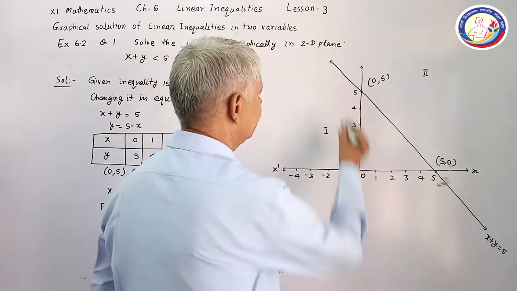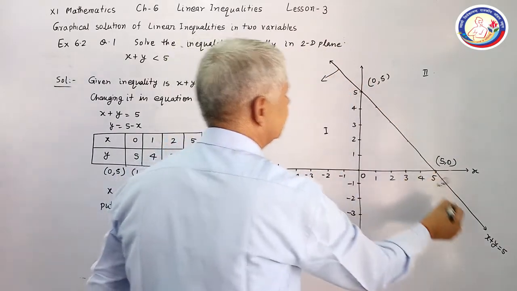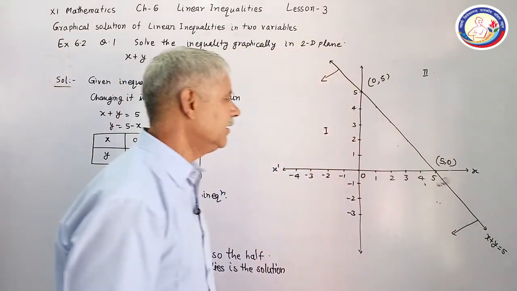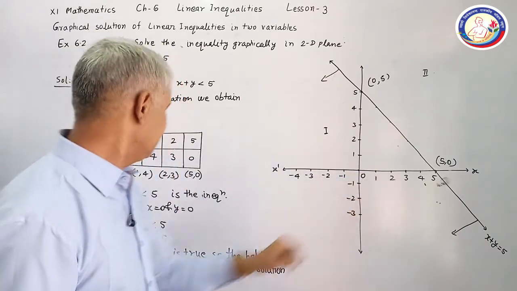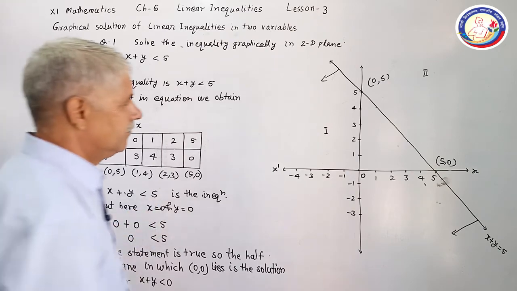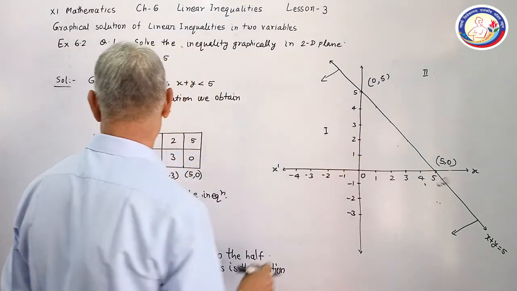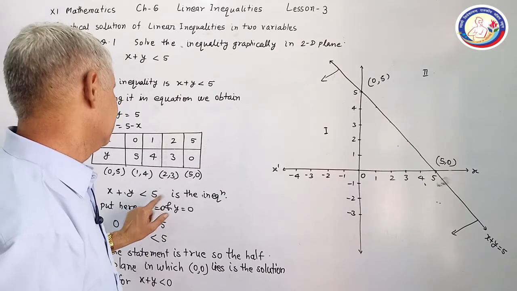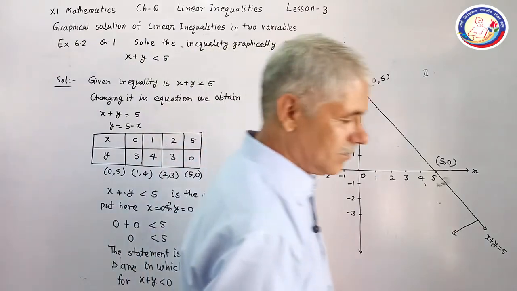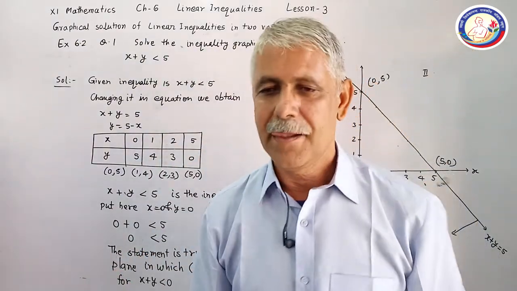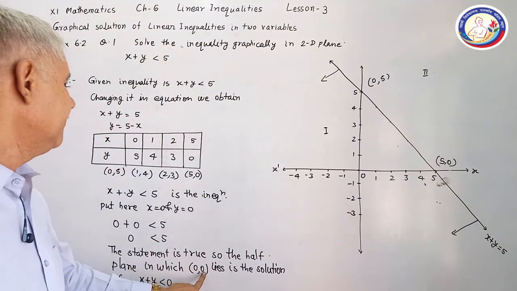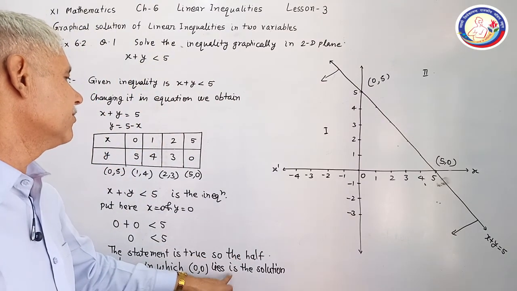This is the region of solution. So in this part, this whole region, is the solution region. And we can test it. Put here 1, 0. 1 plus 0 is 1. 1 is less than 5. Correct? Put here 0, 3. 0 plus 3 is less than 5. Okay. So this is the solution region. We can test it by taking 2 or 3 pairs of solution and make sure that our decision of identifying the solution region is correct or not.